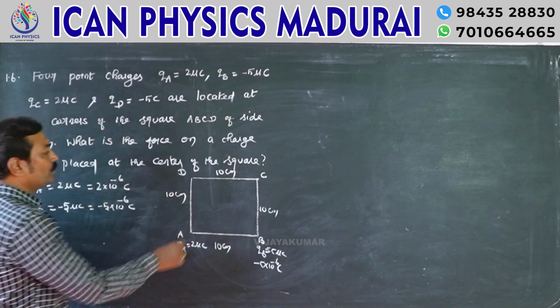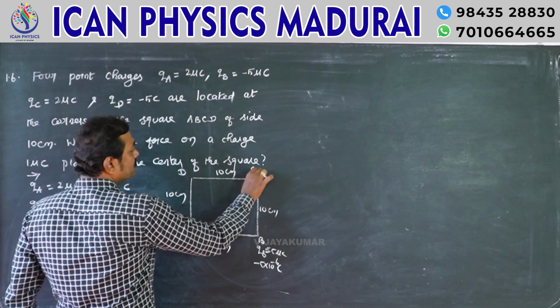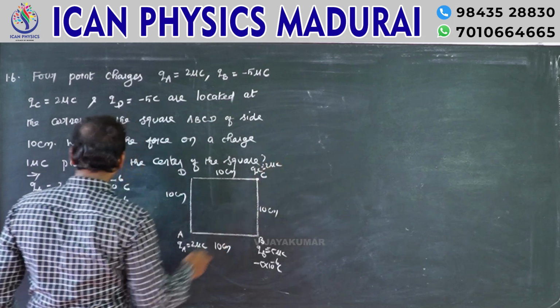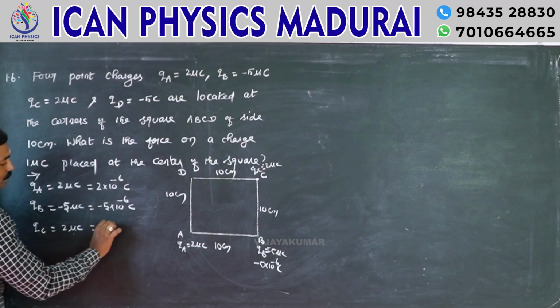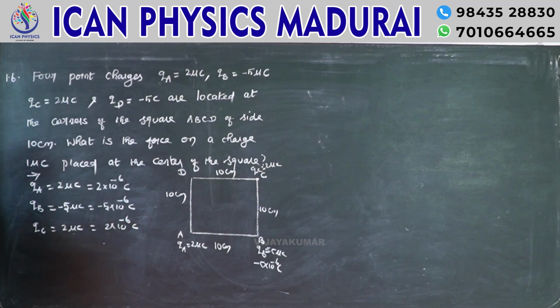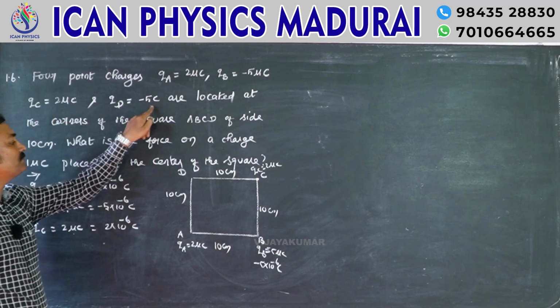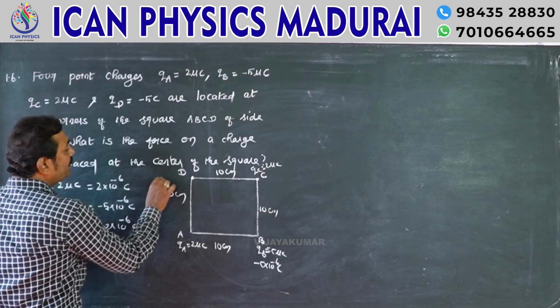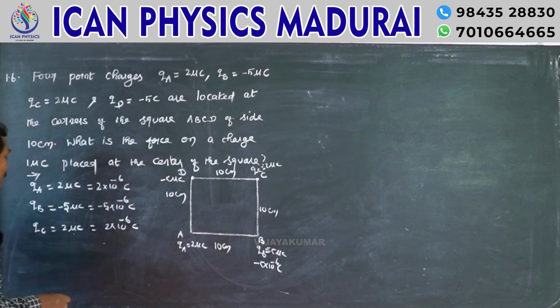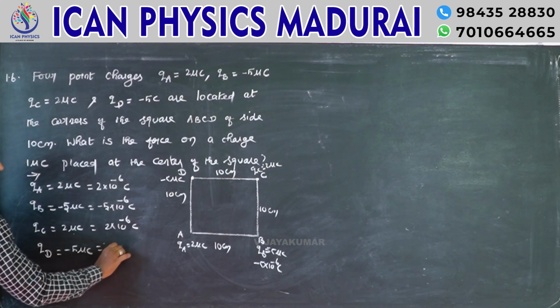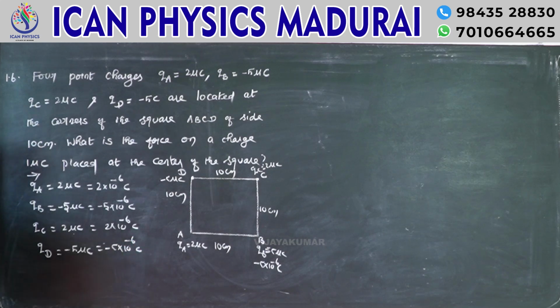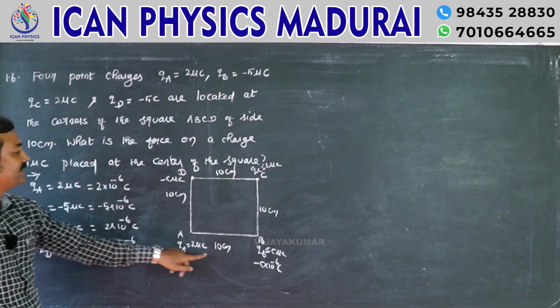The charge at the corner QC is 2 microcoulomb. Convert the microcoulomb into coulomb, so 2 into 10 to the power minus 6 coulomb. And at QD we place minus 5 microcoulomb, so QD is minus 5 into 10 to the power minus 6 coulomb. The square is of side 10 centimeter.